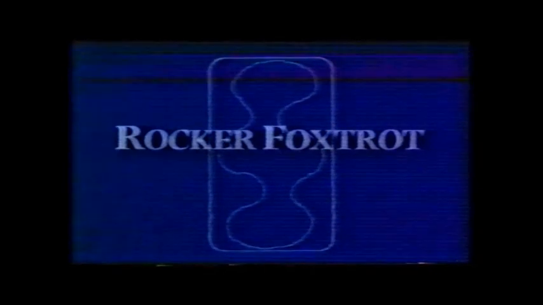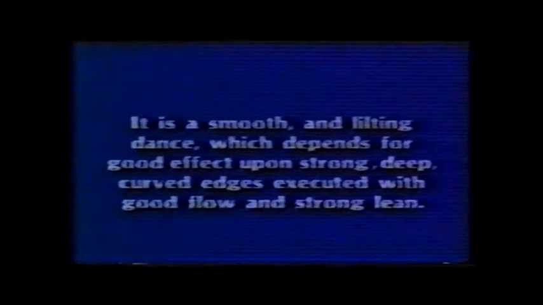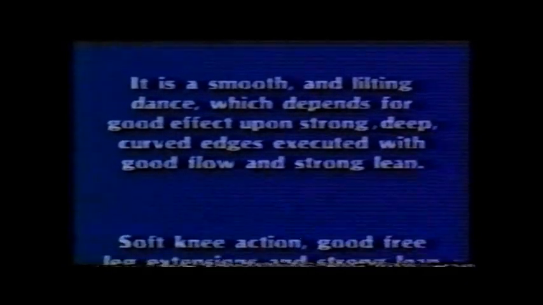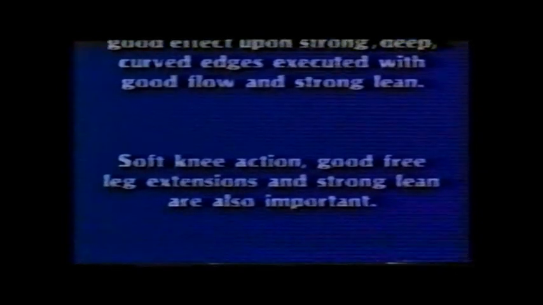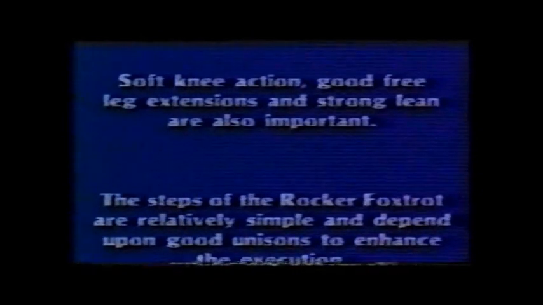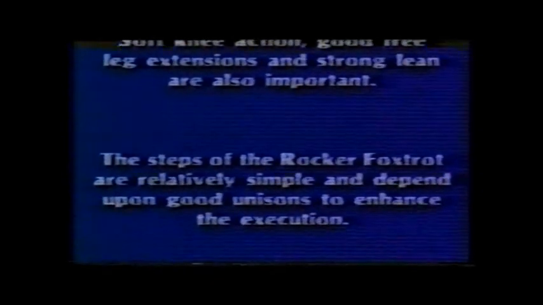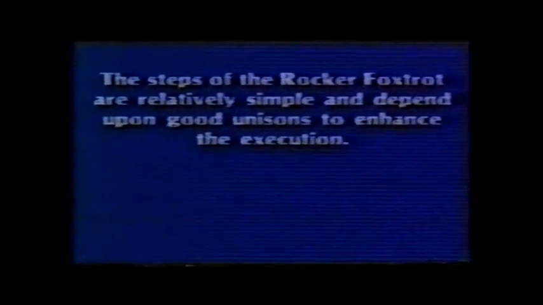Rocker Foxtrot. The Rocker Foxtrot is a set pattern dance. It is a smooth and lilting dance which depends for good effect upon strong, deep, curved edges executed with good flow and strong lean. Soft knee action, good free leg extensions, and strong lean are also important. The steps of the Rocker Foxtrot are relatively simple and depend upon good unison to enhance the execution.